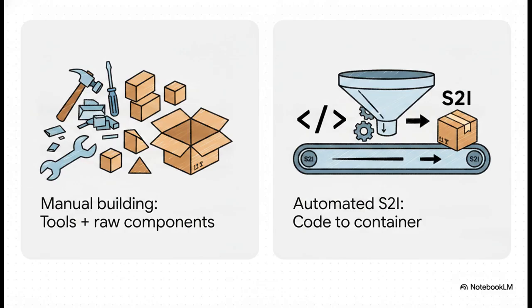OpenShift completely changes the game here with a native framework called Source-to-Image, or S2I. S2I is amazing. It automatically generates reproducible container images directly from your application source code. It essentially injects your code into a pre-built builder image, which totally saves you from the massive headache of manually writing and maintaining endless Dockerfiles.